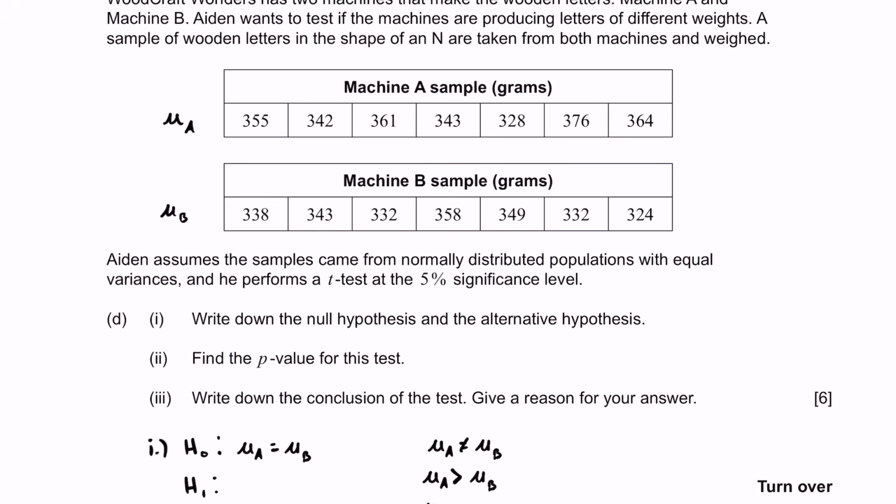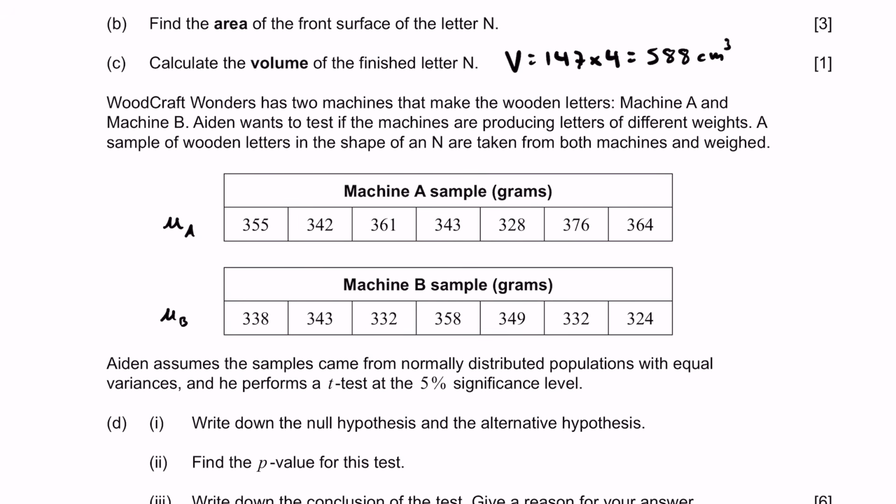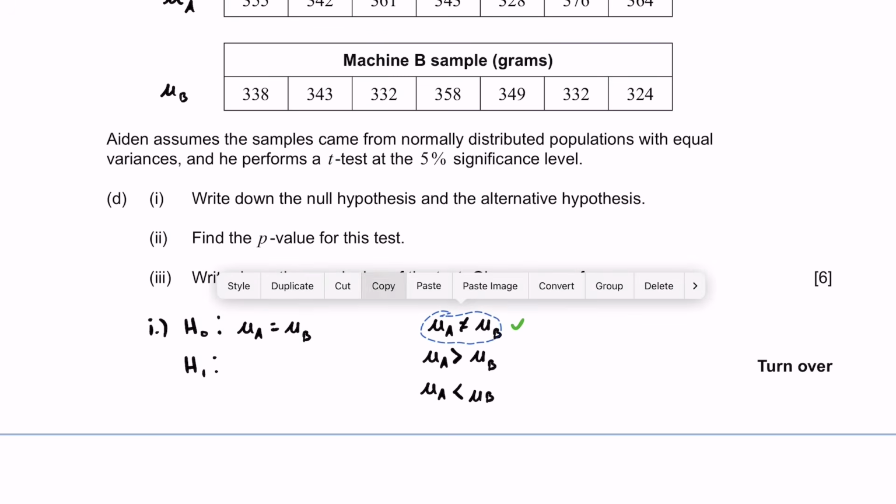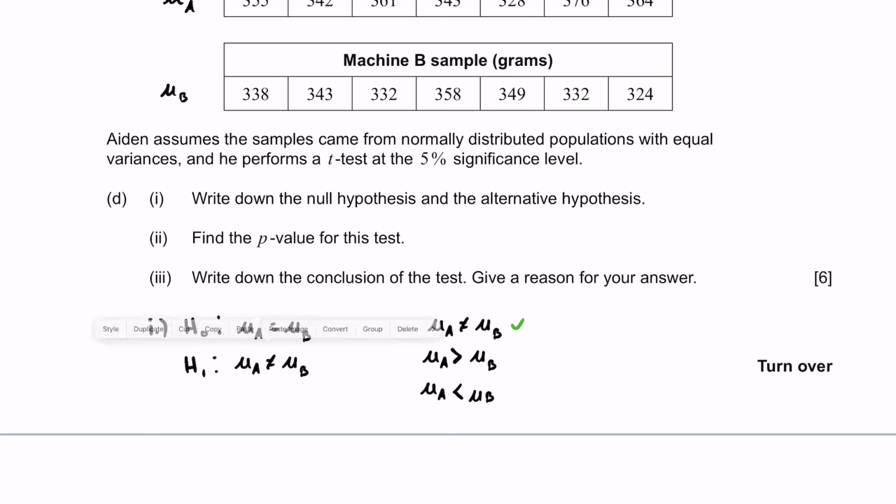So, normally distributed populations. Let's see what he wants to find out. Aiden wants to test if the machines are producing letters of different weights. So in this case, he doesn't want to find out if A is producing bigger or smaller. He just wants to see if the machines are producing different weights. So in this case, we're going to deal with this right here. Mean A is not equal to mean B. That's the alternative hypothesis. All right. So not the others.